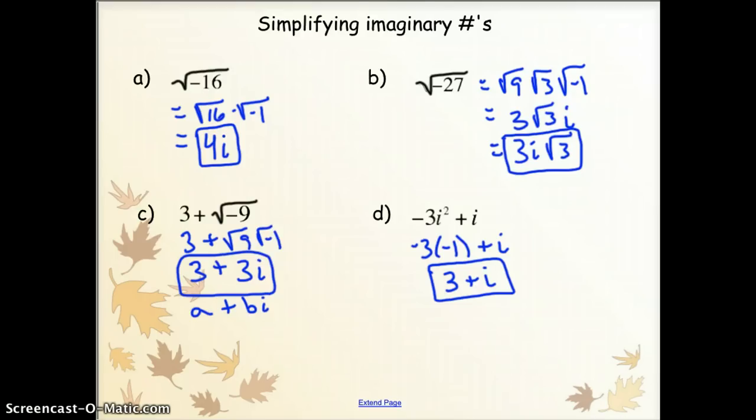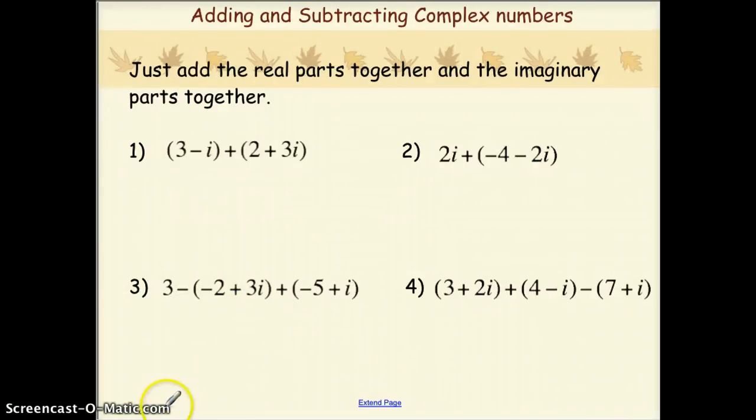Okay, next page. If we're going to add and subtract, just combine like terms. That's all you have to do is combine like terms. So here I'm going to combine the 3 plus the 2, and I'm going to get a 5. And then I'm going to take a -i plus a 3i, and I'll get a 2i. That's it. It's just combining like terms.